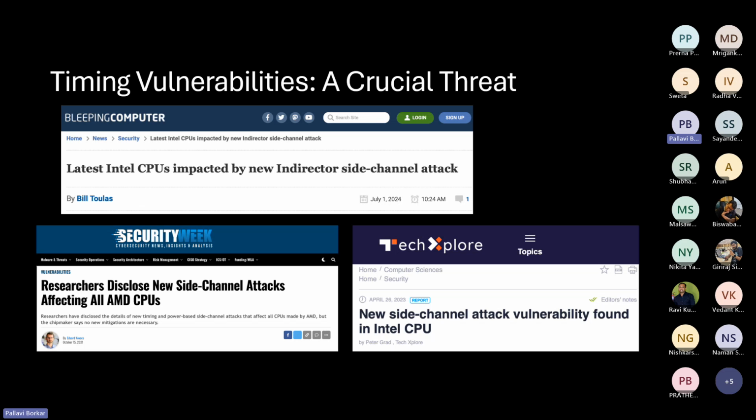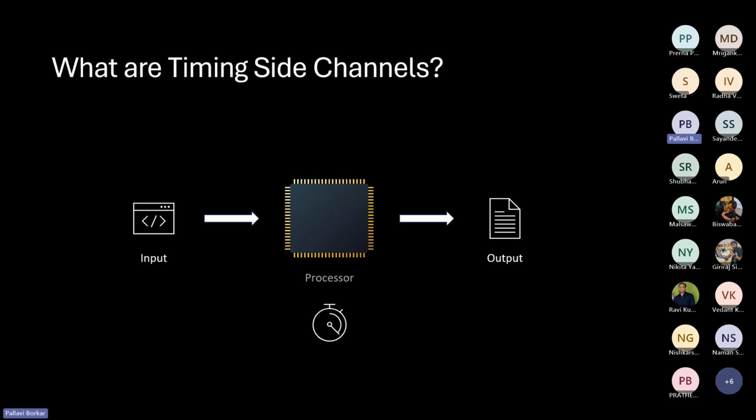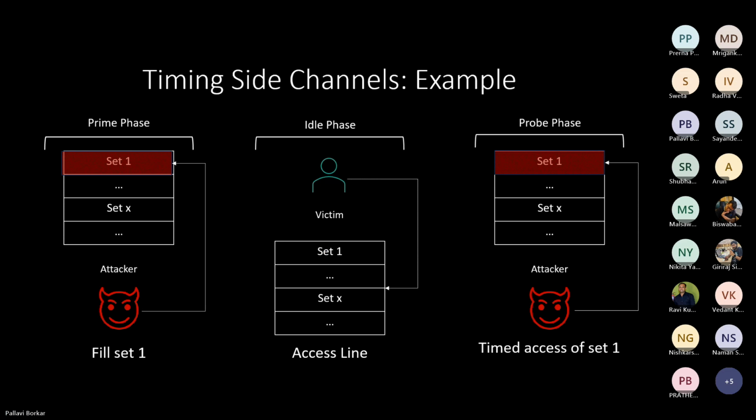So, let us take a look at what these timing vulnerabilities actually are and how they work. Any processor, when given an input, takes a certain amount of execution time to generate an output. If this time is dependent upon some confidential information, if we vary the information, it results in an observable difference in the execution time. This difference can then be used to extract this confidential information.